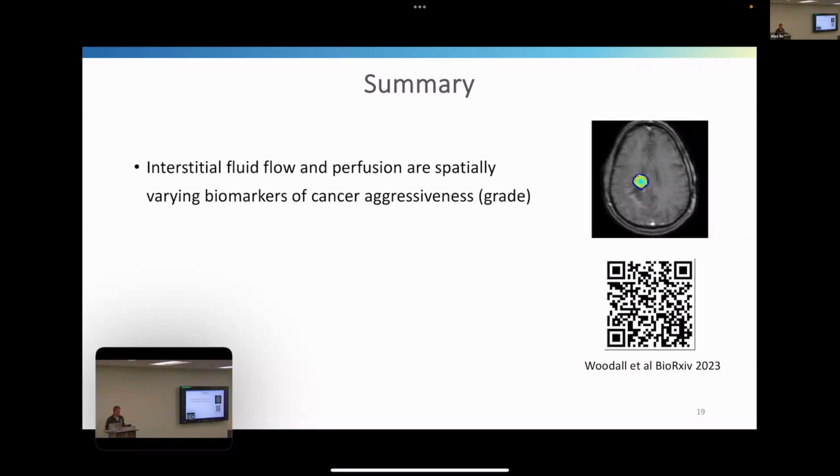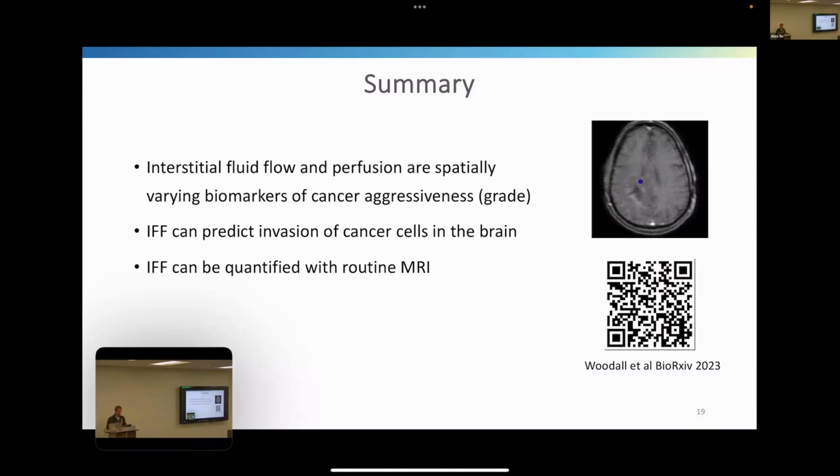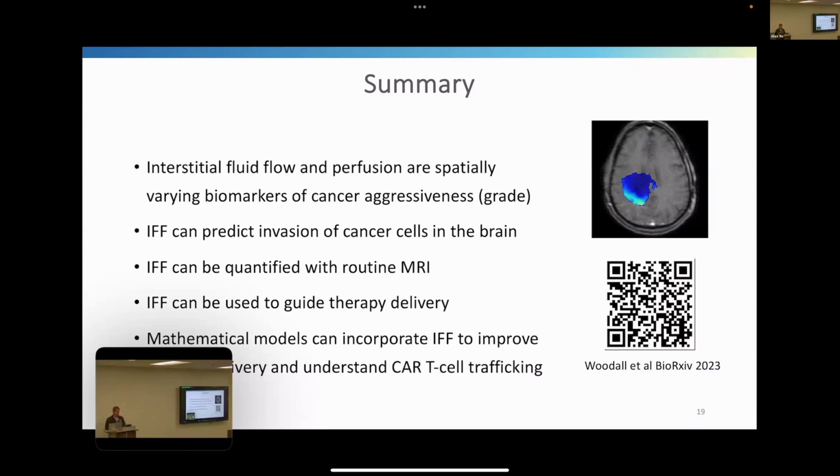But the point here is the interstitial fluid flow and blood perfusion really are spatially varying biomarkers of cancer aggressiveness grade. That's very established, well known. But that the IFF, or interstitial fluid flow, can predict invasion of cancer cells in the brain, quantified with routine MRI, and hopefully really used to guide therapies like CAR T cell therapies, and other diffusible therapies in the brain that might benefit from taking advantage of the flow field. All this, and use mathematical models ultimately to do that.